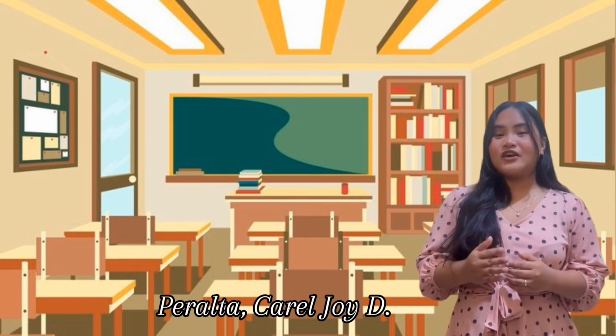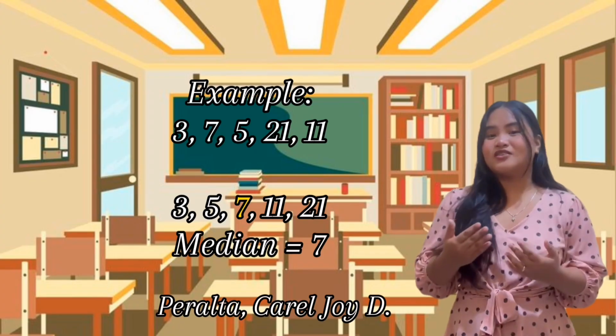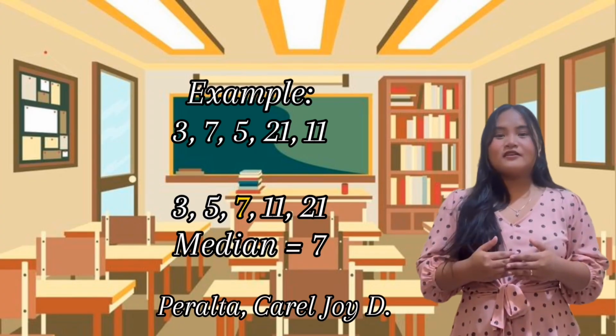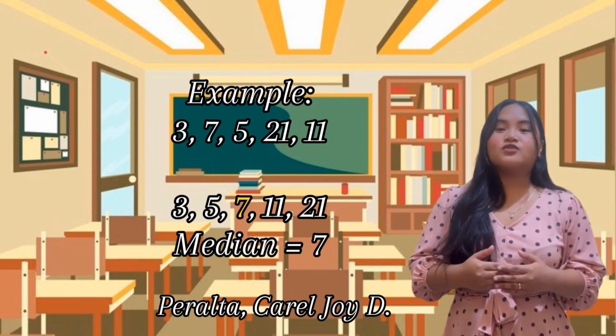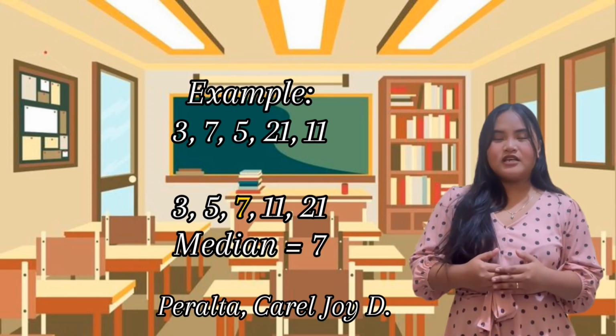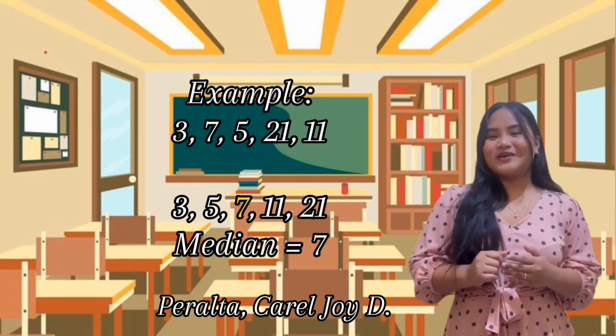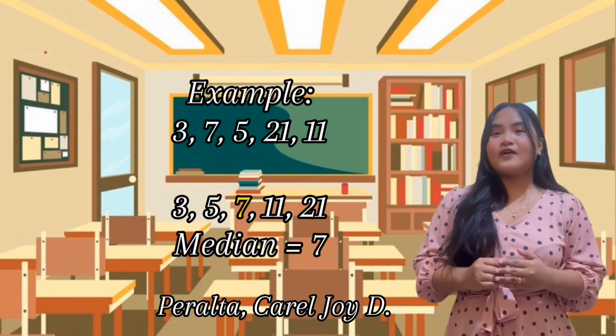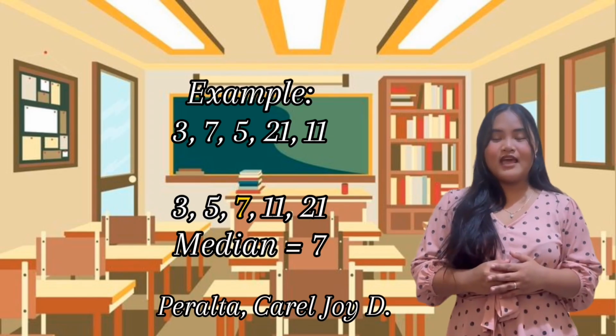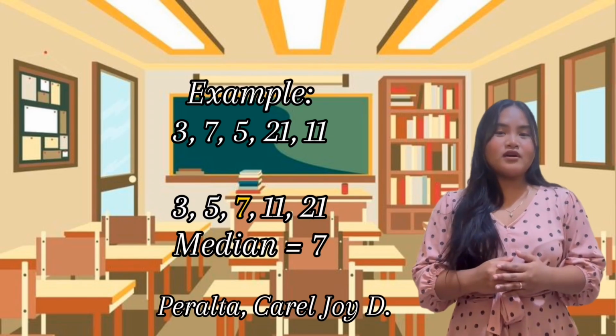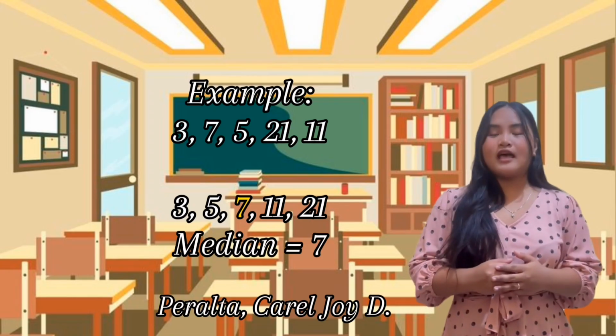I have here another example for you to understand well: 3, 7, 5, 21, and 11. So we need to arrange them: 3, 5, 7, 11, and 21. So our median is 7.